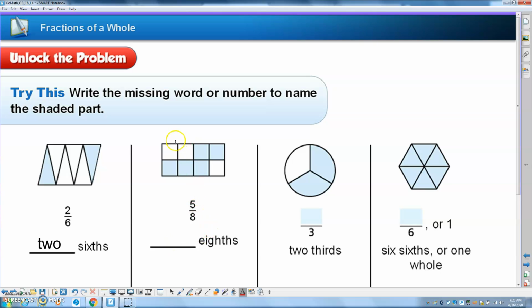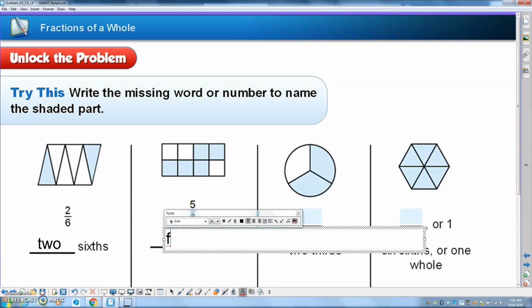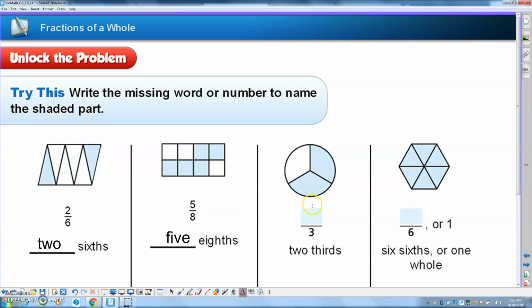If we come over here, we have 1, 2, 3, 4, 5, 6, 7, 8 pieces, 8 equal pieces. So each one of these pieces is going to be 1/8. All my pieces are 1/8. If I count the ones that are shaded, 1, 2, 3, 4, 5, then I would have 5/8. We can write in our number. In words, it would be 5/8.